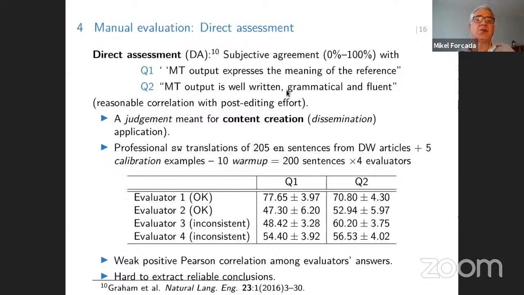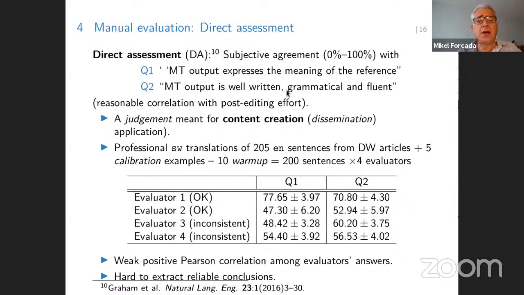But we also had to do some manual evaluation or human evaluation. So we did two things. One thing we did was direct assessment. As you know, this expresses a subjective agreement with some statements. And in this case, there were two questions. MT output expresses the meaning of the reference, or MT output is well-written, grammatical, and fluent. So the first one is adequacy, and the other one is fluency.